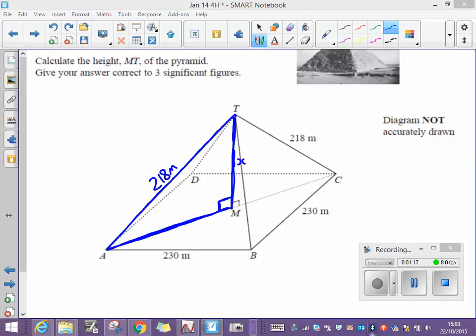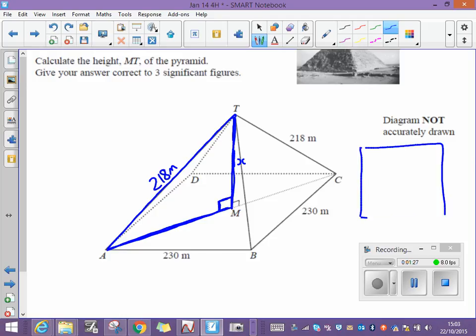Now, it is a bit confusing because looking at this, the bottom looks like a parallelogram. In fact, the bottom isn't a parallelogram. The bottom is actually a square. So let's just draw the bottom from above. There's A, there's B, there's C, and there's D. And you've got this point M, which is slap bang in the middle. And we want to find the distance from A to M.